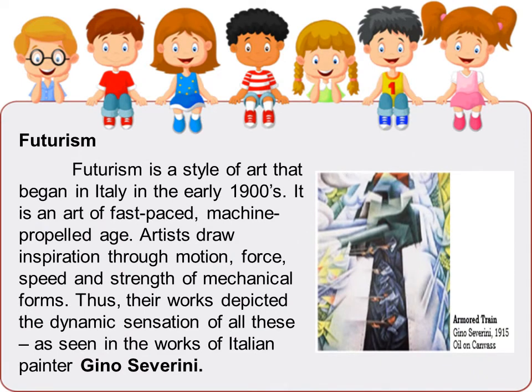Next, we have Futurism. Futurism is a style of art that began in Italy in the early 1900s. It is an art of the fast-paced, machine-propelled age. Artists draw inspiration through motion, force, speed, and strength of mechanical forms. Thus, their works depicted the dynamic sensation of all this, as seen in the works of Italian painter Gino Severini. The picture on your screen shows an example of an artwork of Gino Severini in 1915, which is called The Armored Train.